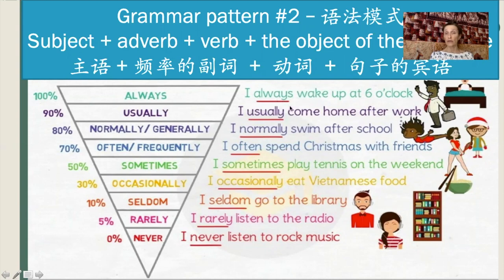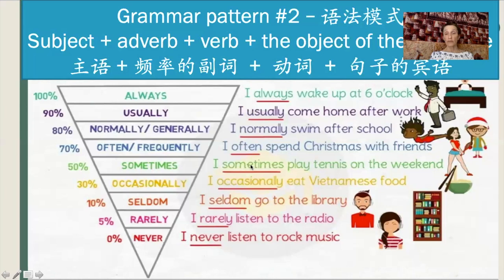So the pattern in all these sentences is the same pattern, 一样的模式, and it's this pattern. Subject, 主语, adverb, or the adverb of frequency, so 副词, and then the 动词, and then the rest of the sentence. So I always wake up. I usually come home. I normally swim. I often spend Christmas. I sometimes play tennis. I occasionally eat Vietnamese food. I seldom go to the library. I rarely listen. I never listen.